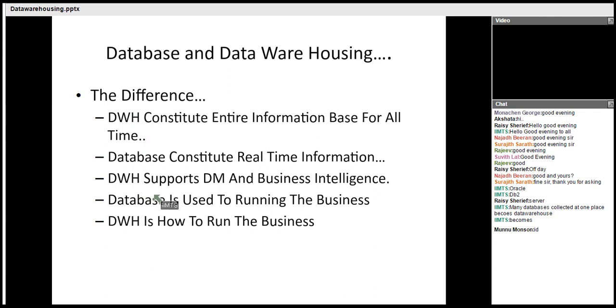So a data warehouse supports data management and business intelligence. A database is used to run the business. A data warehouse is used to decide how to run the business. That is the difference. It's a very important point. A database is used to run the business. A data warehouse is how to run the business.